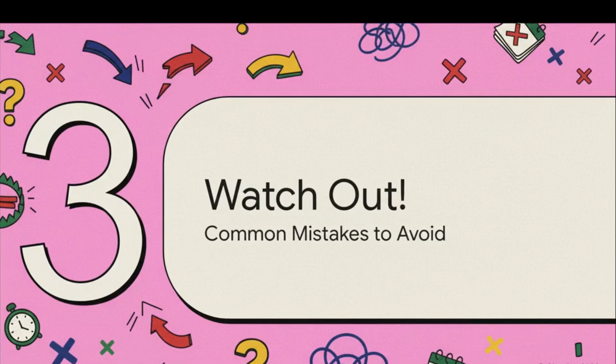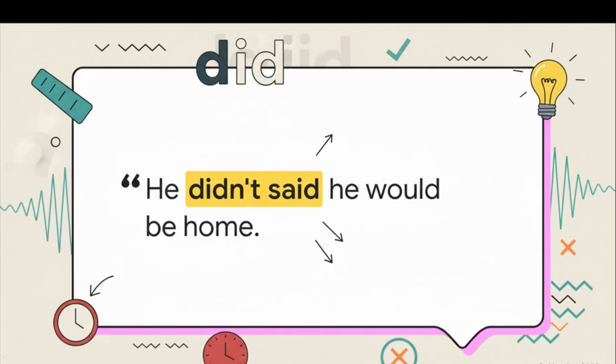Okay, let's move on to something super helpful. Let's talk about the common traps, the little mistakes that are so easy to make. Knowing these will really help your English sound much more natural. Take a look at this sentence up here. He didn't said he would be home. I hear this kind of mistake all the time. Can you see what's wrong with it?